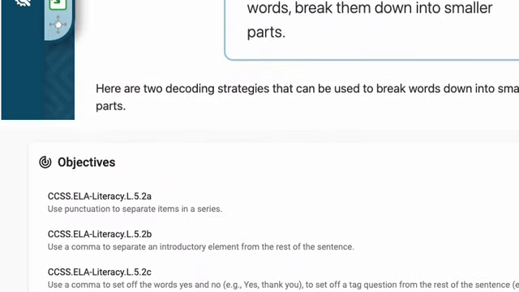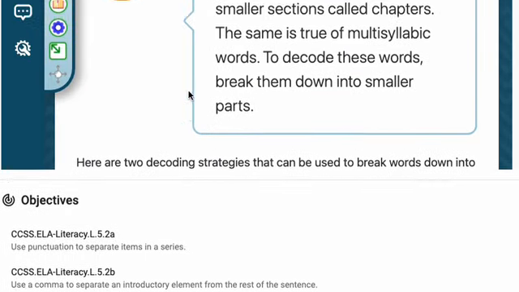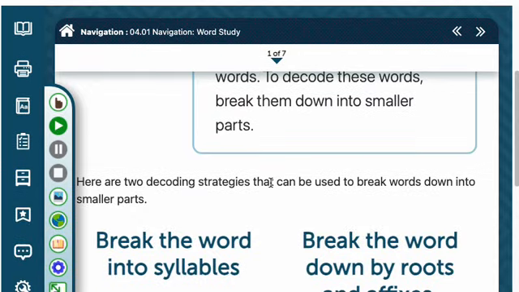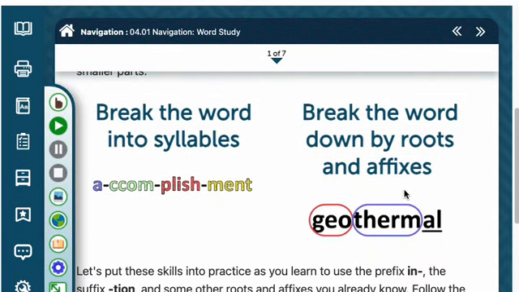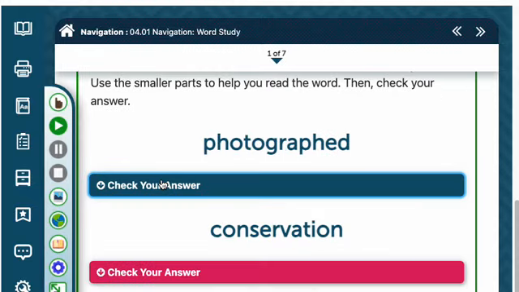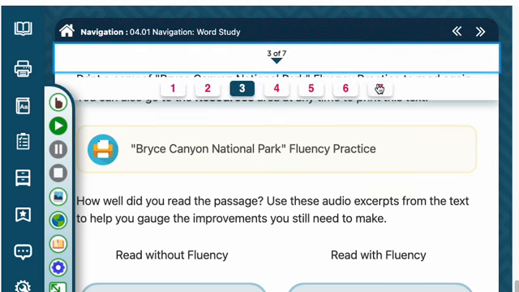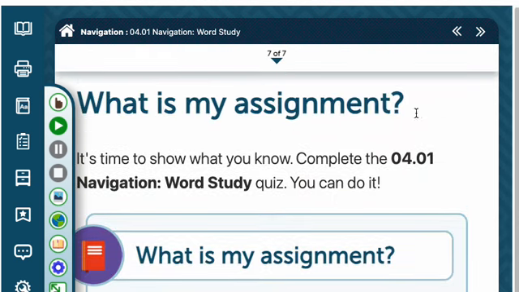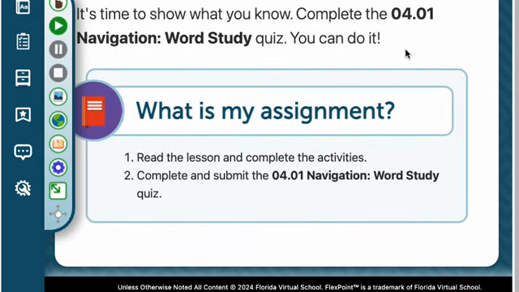So as you're hopping in and going into our lesson here in Buzz, you're going to be working on some different decoding, breaking apart words into syllables, practicing breaking apart words. You're going to look at some different examples like photographed and conversation. Finally, as you're going through, you're going to have that fluency piece with practicing those tools with Bryce Canyon National Park. You also have the fluency practice, which is what you are going to be doing for me. And then finally, you have your quiz that's going to be coming over homophones and prefixes, suffixes, and roots.